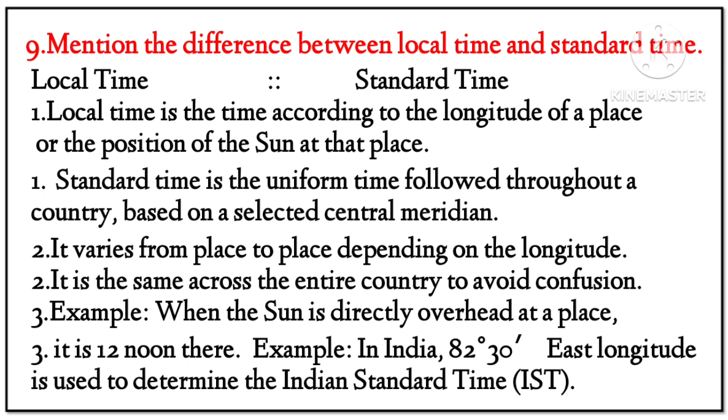Second difference, local time varies from place to place depending on the longitude. Standard time is the same across the entire country to avoid confusion. Example, when the sun is directly overhead at a place, it is 12 noon there. Third example, 82 degree 30 minutes east longitude is used to determine the Indian Standard Time, IST.